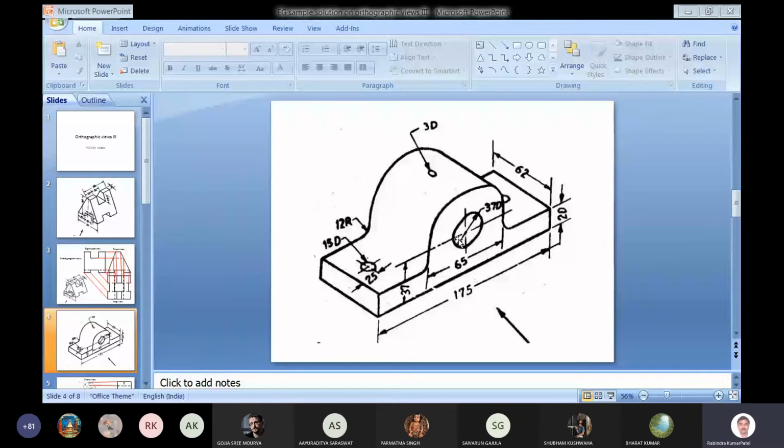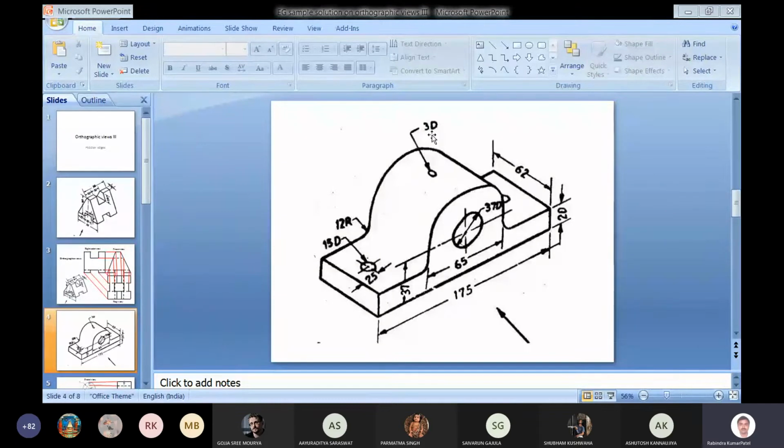This through hole is there. There are two more holes here. One is here and another is on this side. Symmetrical hole is there. So two more holes are there. One fine hole is there on the top, which is written as 3D. 3D means the diameter of this hole is 3 millimeters. So for this circle it is shown as 3D.